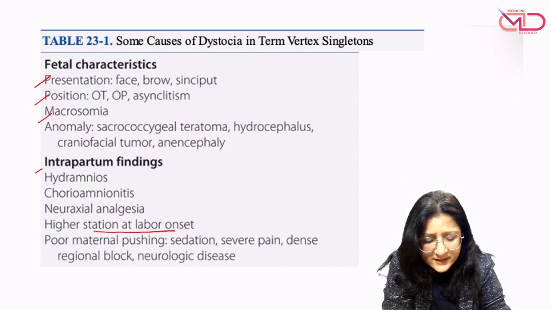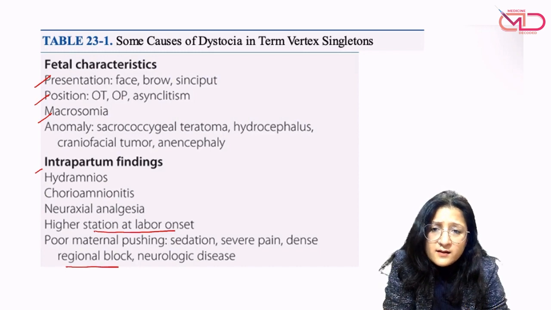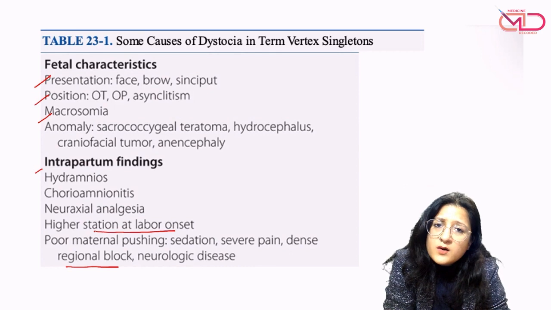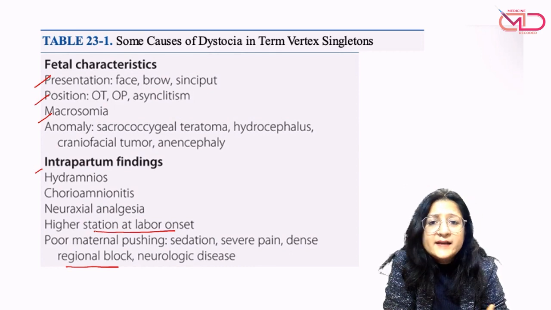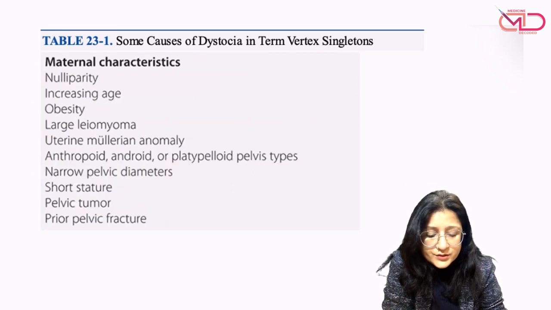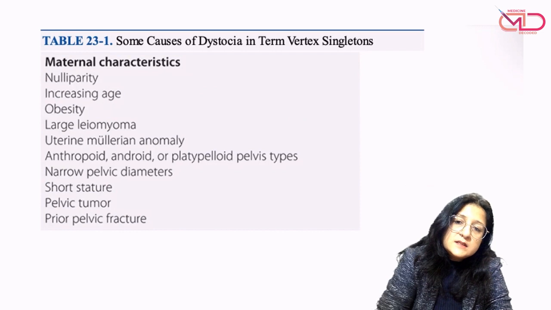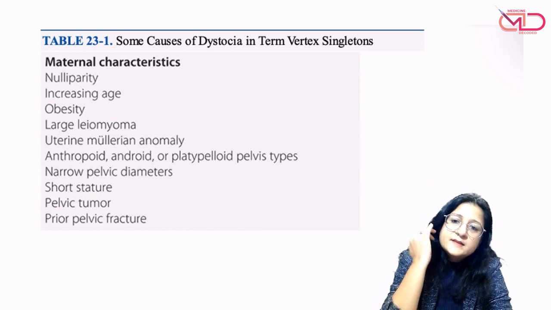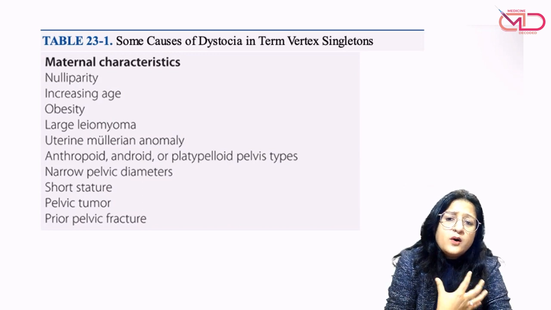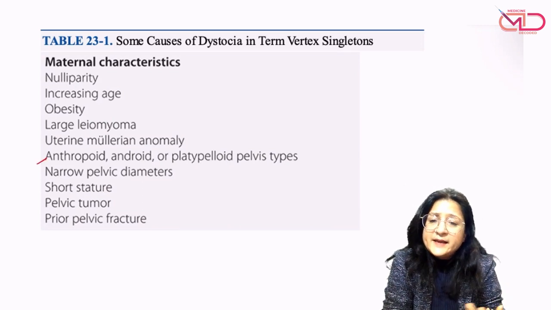And another reason, see, regional block or giving epidural analgesia can affect maternal pushing, also interfere with maternal bearing down efforts, and then can lead to dystocia. So these are the causes of dystocia. If you look at the maternal characteristics: nulliparity, increasing maternal age, obesity, right, or any other abnormal pelvis types, right?